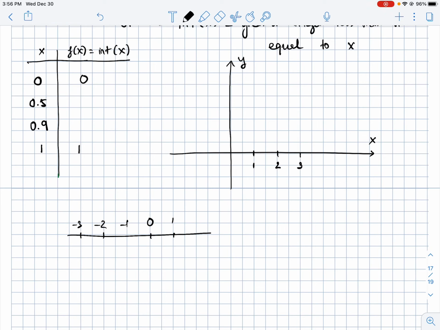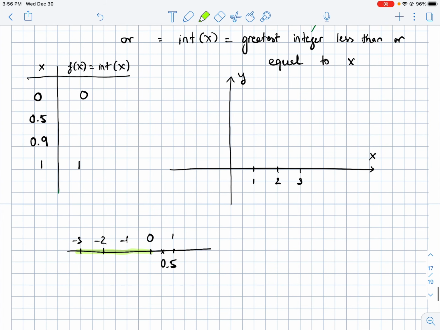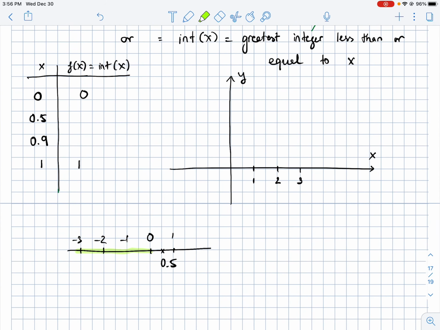Now, let's look at 0.5 for the input. If x equal to 0.5, 0.5 is right here. The integers that are less than or equal to 0.5 are 0, -1, -2, -3. We do not include 0.5 because 0.5 is not an integer. So for the numbers that we just said, 0, -1, -2, -3, the highest number is 0.